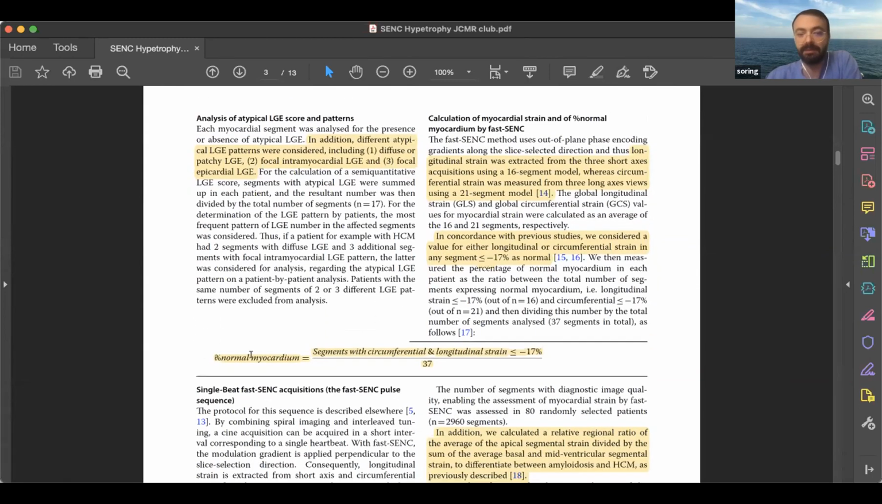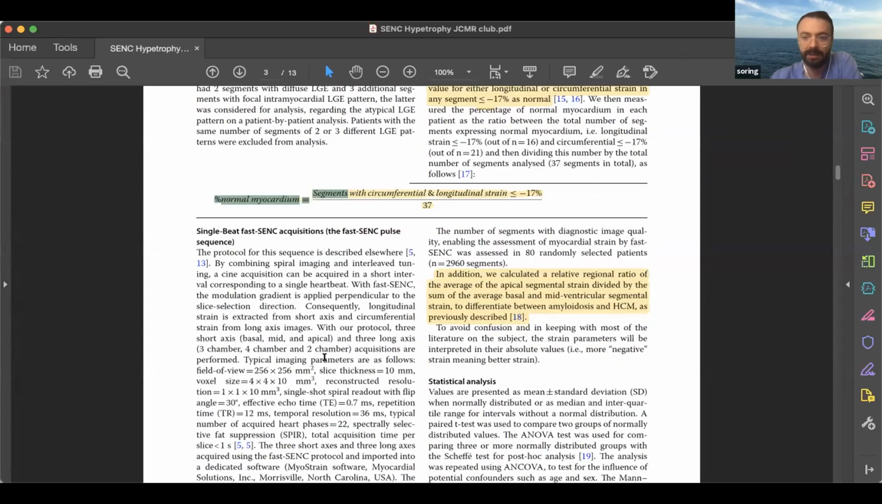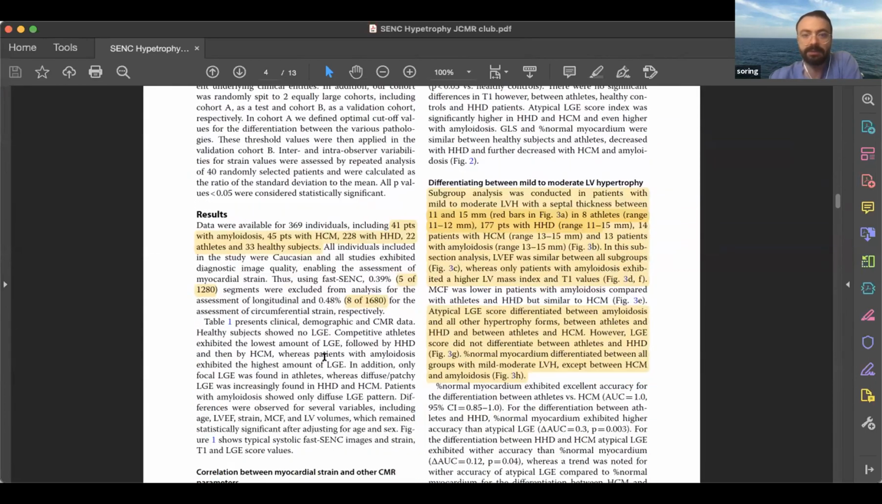We also derived a parameter called normal myocardium, as you can see here, and was defined as segments who exhibited a normal circumferential or longitudinal strain. We derived from a previous study the value for normal as smaller than minus 17%. This is the data from the previous study, and because we are analyzing 21 segments circumferential and 60 segments longitudinal, this was divided by 37.